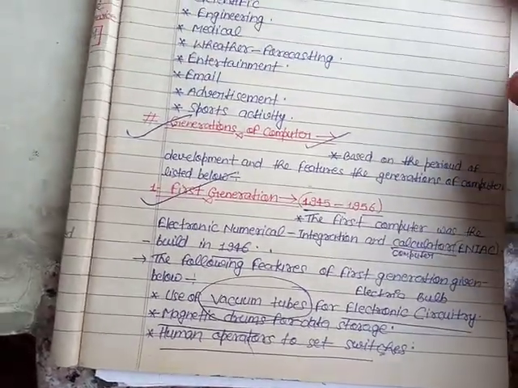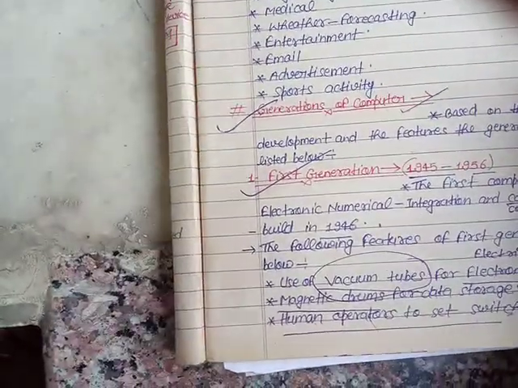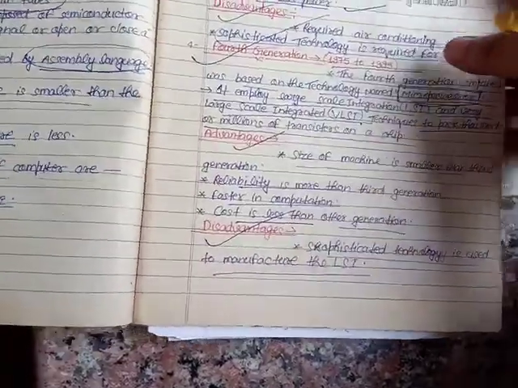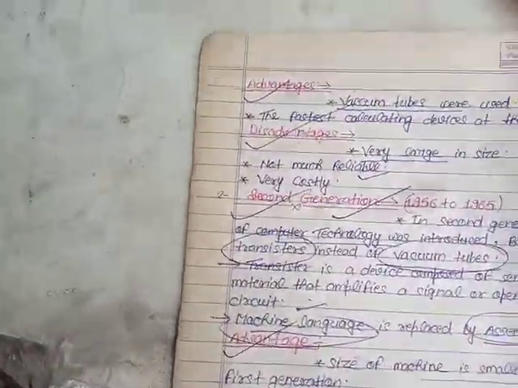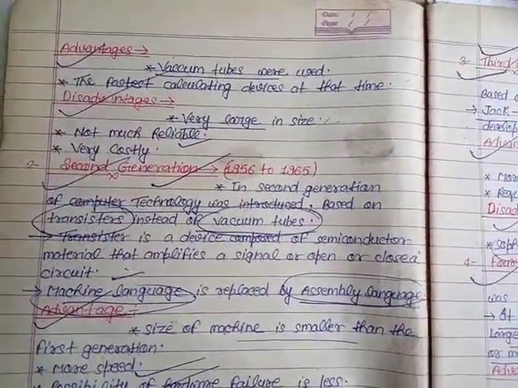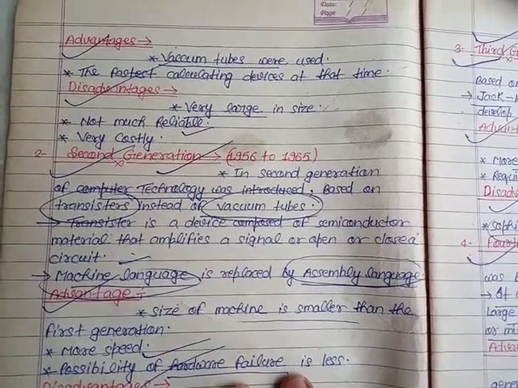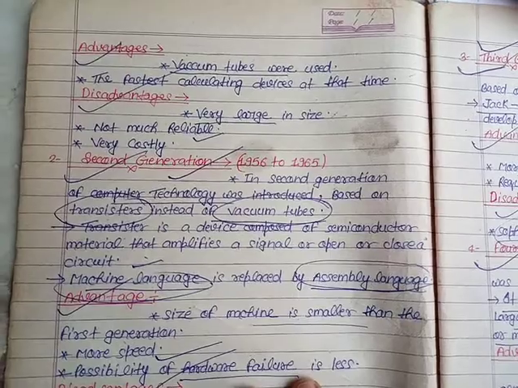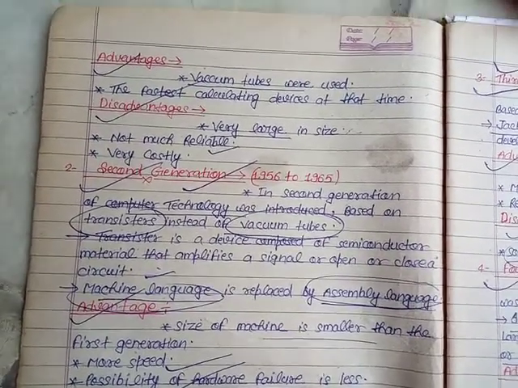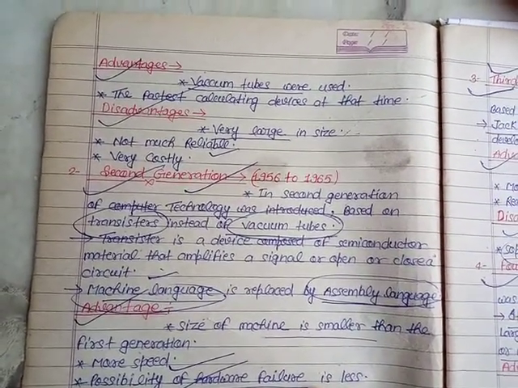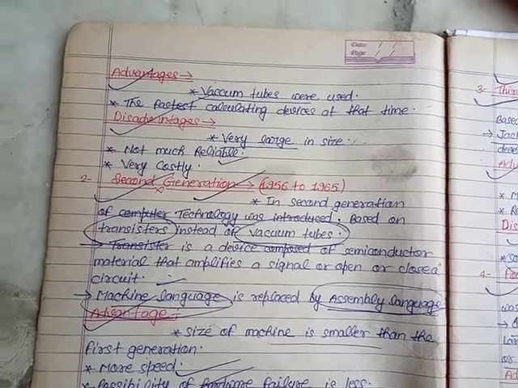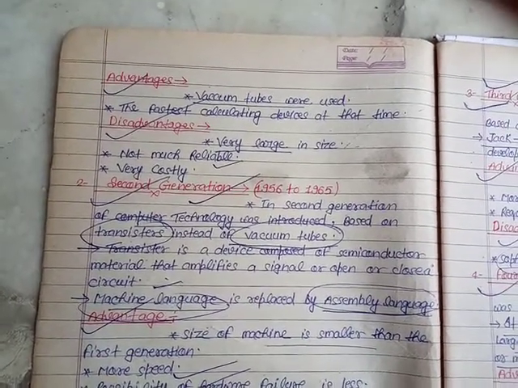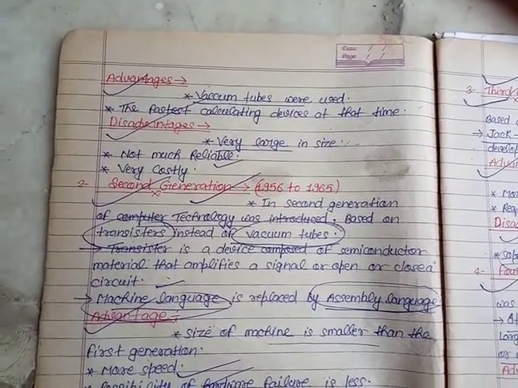Now we find the advantages of first generation of computer. Vacuum tubes are used, and it was the fastest calculating device at that time. In 1940-50, near about, the fastest calculating machine at that time was ENIAC only.